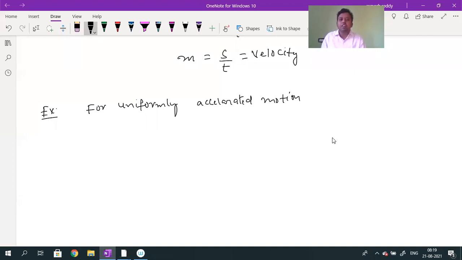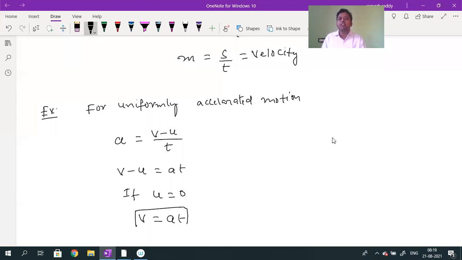Now the VT graph. For uniformly accelerated motion, acceleration is the change in velocity by the change in time taken: v minus u divided by t. If I call the change in time t, then acceleration is given by (v minus u) by t. From this, v minus u is equal to a into t. If u is equal to 0, the body is initially at rest. Then what happened to v? v is equal to at.